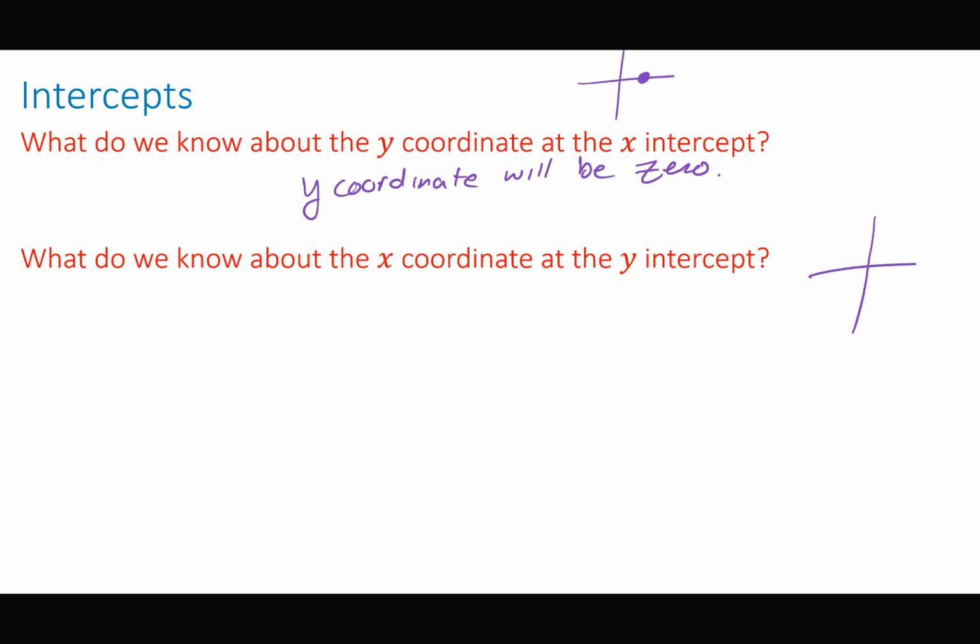And then what do we know about the x-coordinate at any y-intercept? At any y-intercept, we did not move left or right. So in this one, the x-coordinate will be 0.